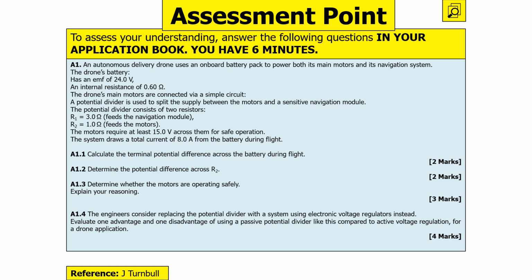Calculate the terminal PD across the battery during the flight. Determine the potential difference across R2. Determine whether the motors are operating safely and explain your reasoning. Now the engineer is considering replacing the potential divider with a system using electronic voltage regulators instead. Evaluate one advantage and one disadvantage of using a passive potential divider like this one compared to active voltage regulation for a drone application.